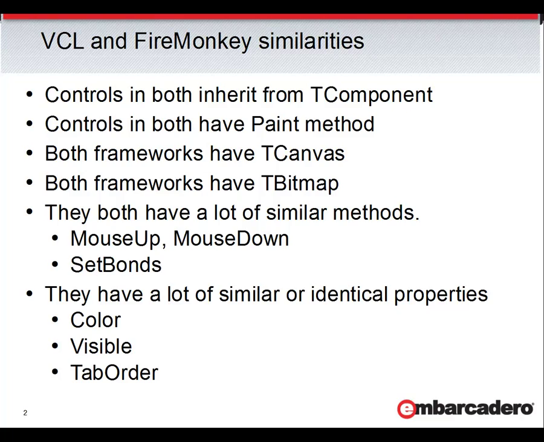Both frameworks have TCanvas, although, as we will see a little bit later, the two TCanvases do have differences. Both frameworks have TBitmap, although the class differs a bit. They both have a lot of similar methods, such as MouseUp, MouseDown, SetBounds, and so on and so forth. They have a lot of similar or downright identical properties, such as Color, Visible, TabOrder. There are some differences, of course. The color in VCL is usually of type TColor, while in FireMonkey usually it is TAlphaColor.